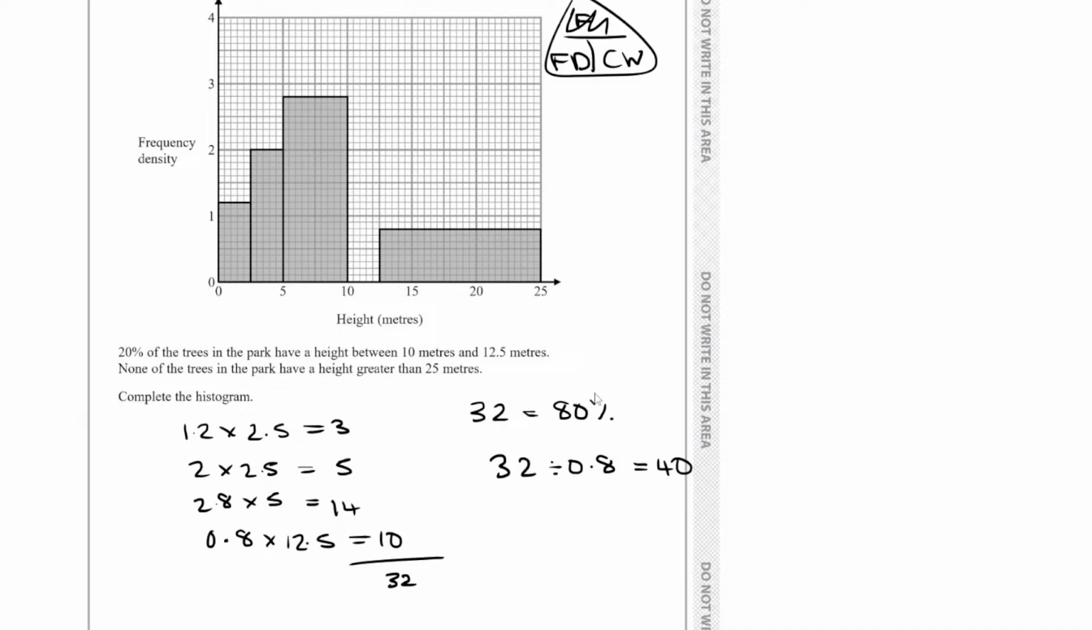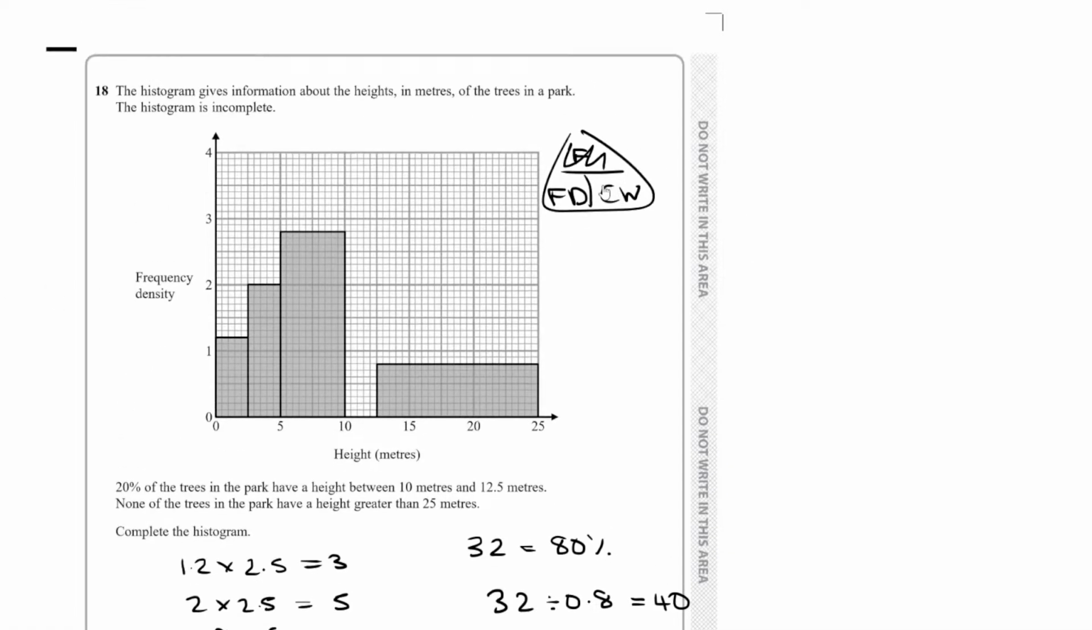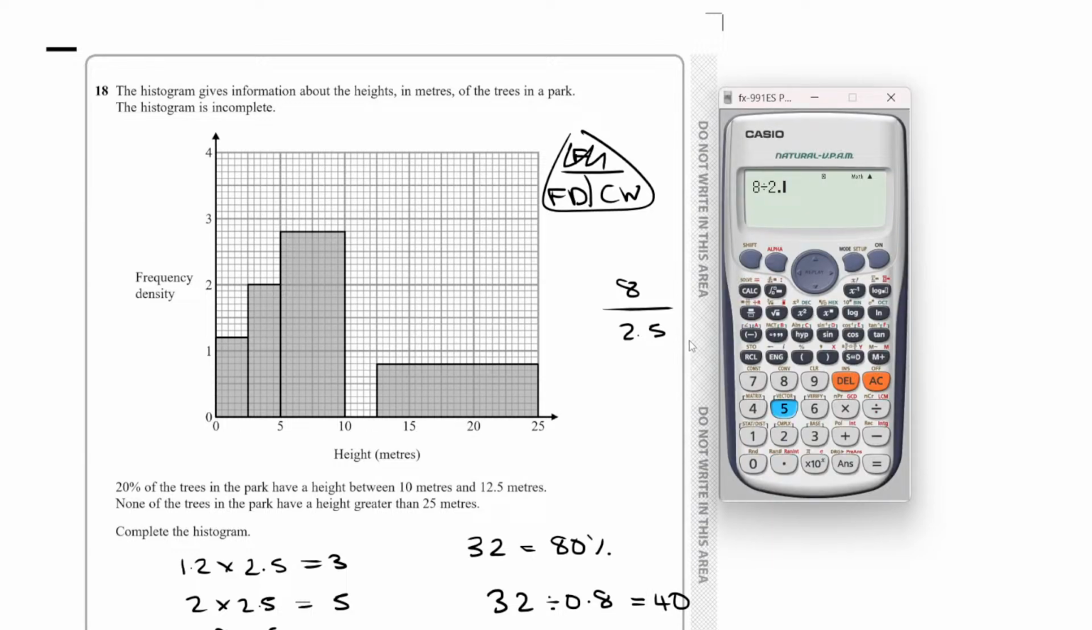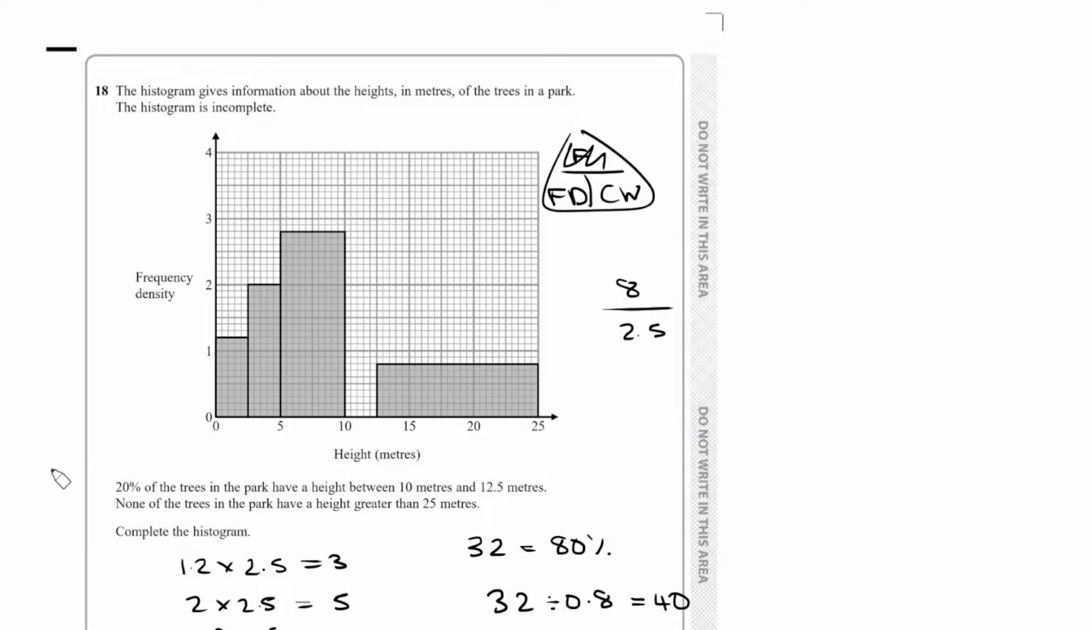Now the only thing we now need to do is the frequency density. So looking at our formula, if we've got the frequency, we've got the class width. Frequency density is the frequency, which is 8, divided by the class width, which is 2.5. 8 divided by 2.5. I'm just going through this quickly, as I said, because I feel like it's probably not going to come up again. So yeah, 3.2.